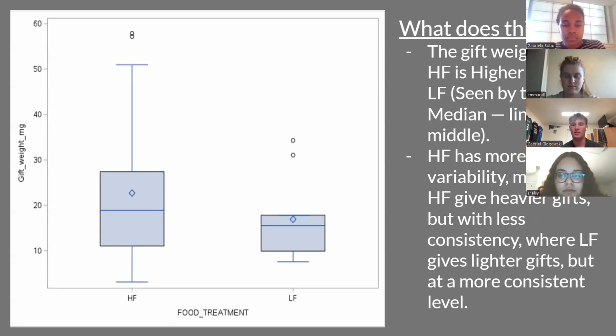And then the high food diet has more variability, meaning that the high food diet spiders do give heavier gifts, but with far less consistency than the low food diet, which does give the lighter gifts, but at a level of much higher consistency.